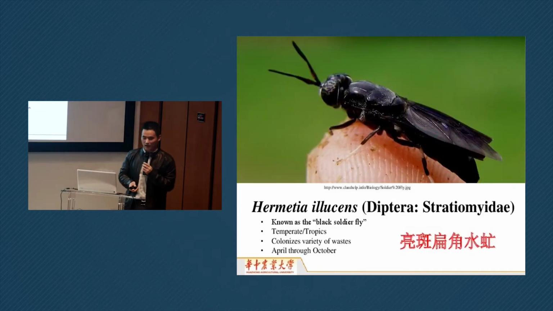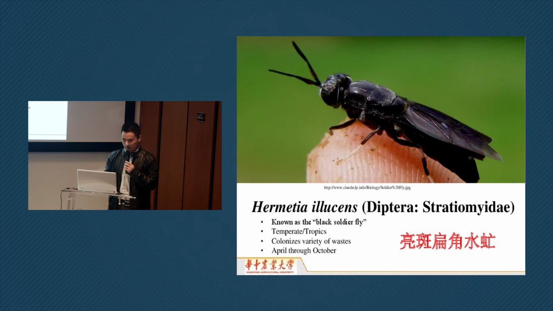So what we have been focusing on is using insects and microbes. Insects are one of the biggest groups of animals on the planet, and microbes are also very common everywhere. So we try to use these two organisms to do something together.